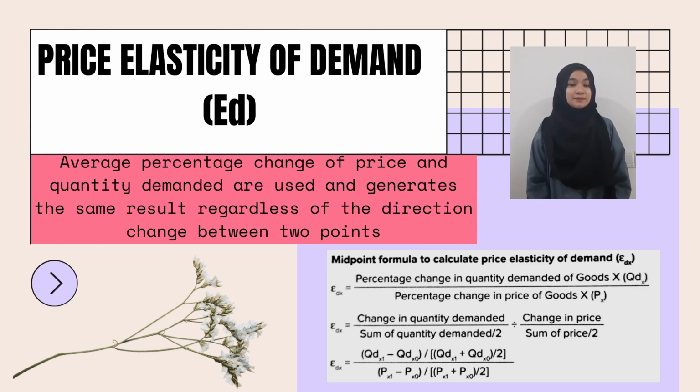Next, we can use the midpoint formula to calculate price elasticity of demand. In this formula, average percentage change of price and quantity demanded are used instead of simple percentage change in price and quantity demanded. The midpoint formula generates the same result regardless of the direction of change between the 2 points. So this is the midpoint formula that we can use to calculate price elasticity of demand.